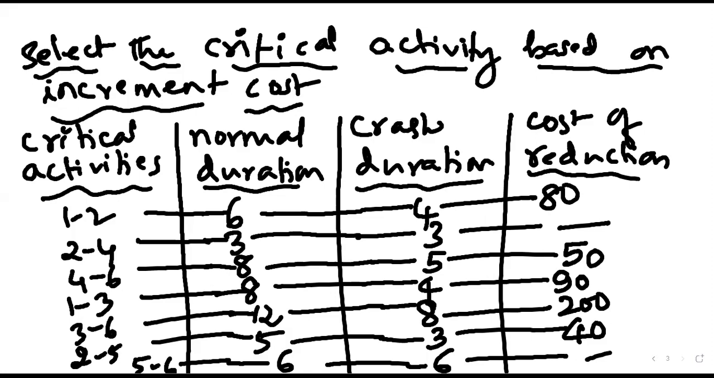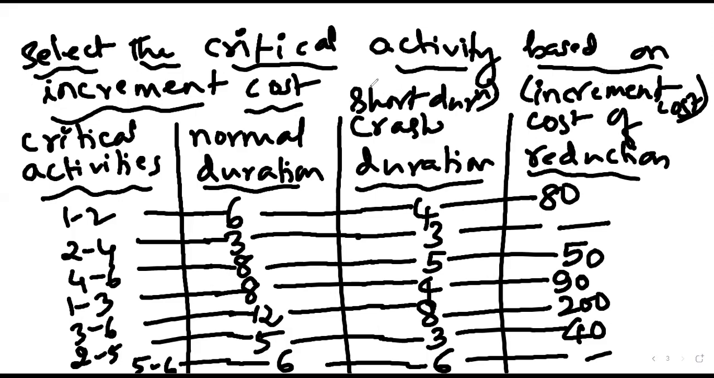Okay, so this is the list of increment cost. Cost of production is also called increment cost. Both are one and the same. And the crash duration is also called short duration sometimes. Both are the same, crash duration and short duration.